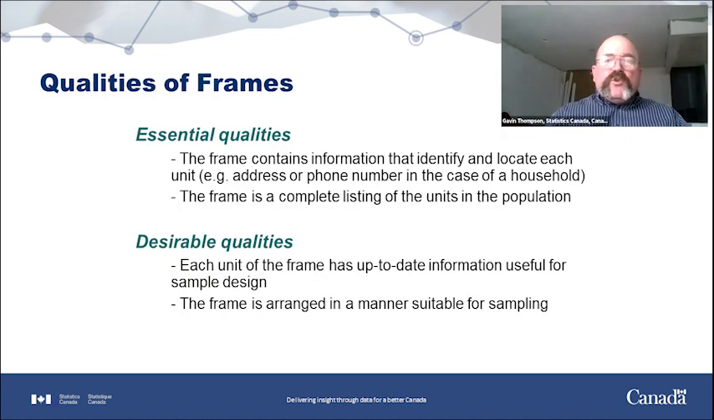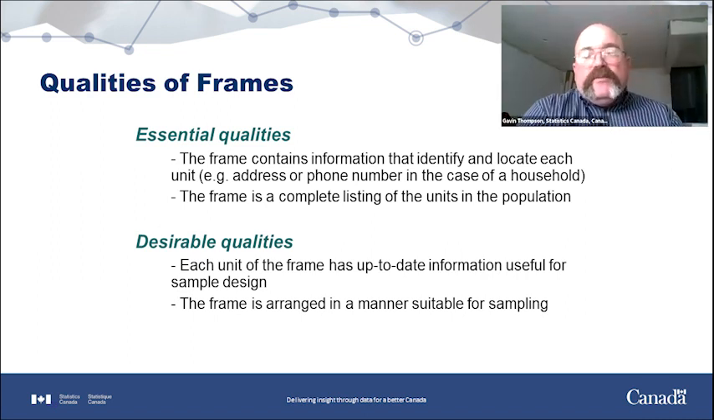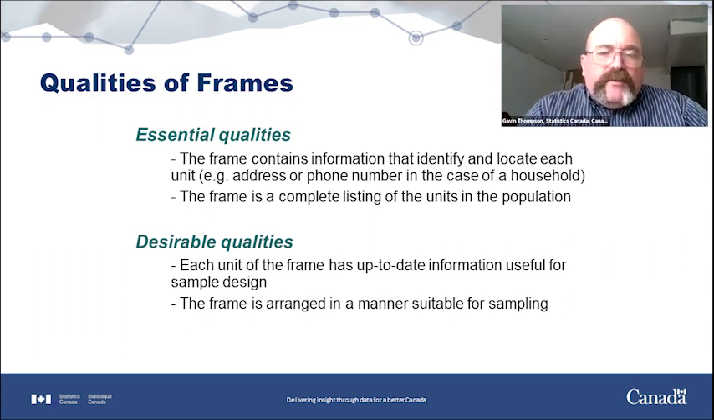All right, some of the essential qualities. We want them to have some way to identify the unit and locate them. And we want it to obviously be a complete listing. The desirable qualities are that they're up to date, and we also want it to be arranged in a suitable manner for sampling. Once you have an electronic copy of a frame, it's usually fairly easy to turn it into a suitable method for sampling.